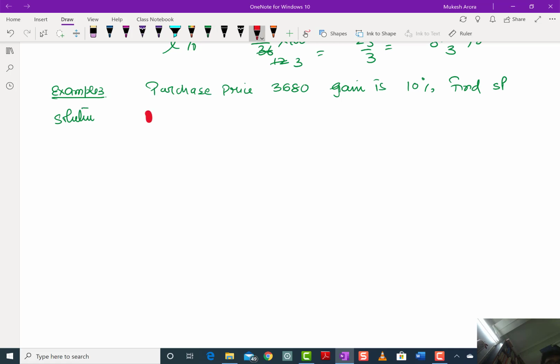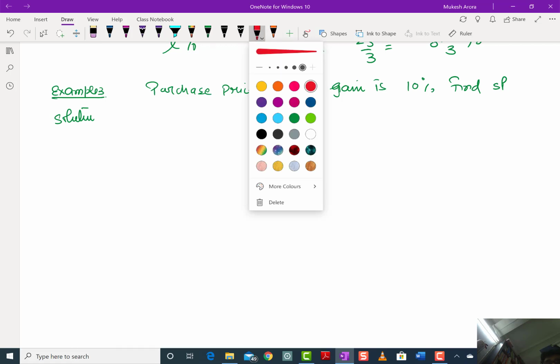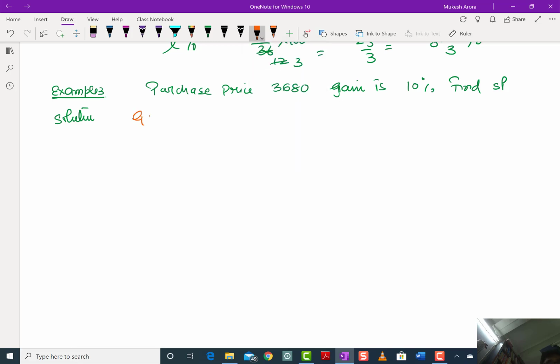The first method is we can find the gain separately. Gain is 10%, and gain is always on the purchase price or CP, so 10 by 100 into 3680. So gain is 368. Therefore selling price is 3680 plus 368, that will be 4048.